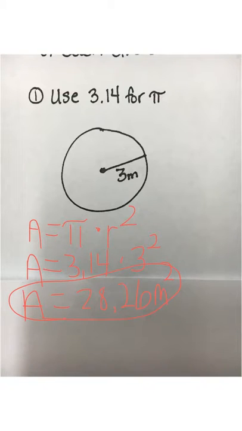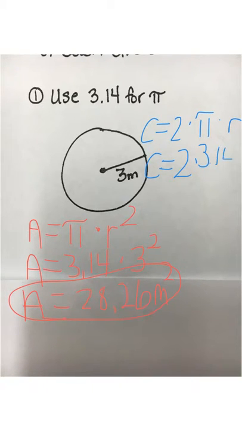For circumference, your formula is C equals 2 times pi times r. When you plug everything in, it will be circumference equals 2 times 3.14 times 3. Your circumference will equal 18.84 meters.